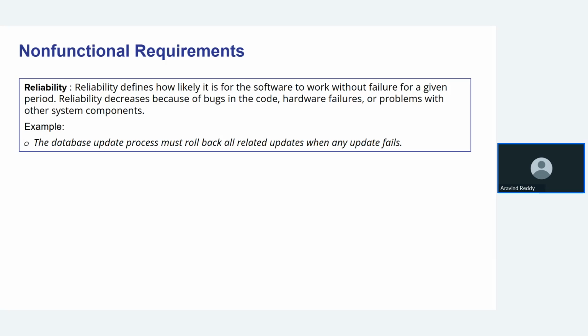So in non-functional requirements, one more thing is reliability. How does reliability work? It means the software works without failure for a given period. Reliability will decrease because of bugs in the code, hardware failures, and problems with other systems, which are common.